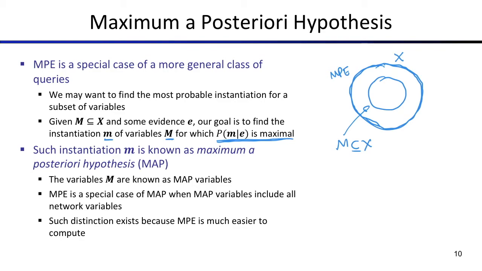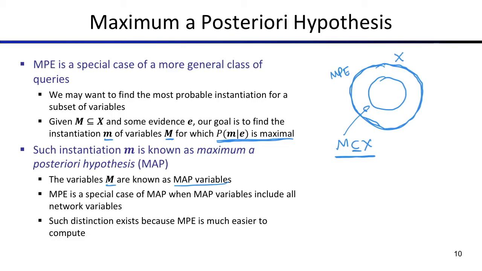As I said, the variables M are called the MAP variables. We can understand MPE as a special case of MAP when the MAP variables include all the network variables. So M is a subset of X, but it can be equal to X. So we can grow this and make the MAP variables equal to the network variables. In this case, MAP and MPE will be the same query.